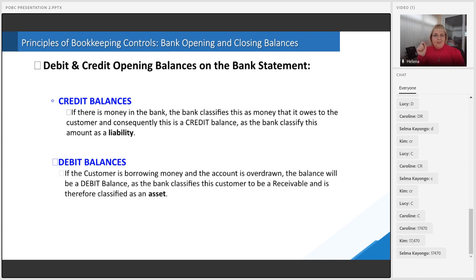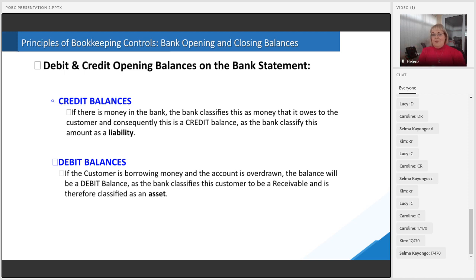But when the bank prepares the bank statement, they're preparing it on our behalf. So they're preparing it from their perspective for our side. Therefore, if we have money deposited at the bank, the bank states that that's not their funds, that's our money, and therefore it's funds that they owe to us. And something that they owe is a liability, and therefore they say it's a credit balance.